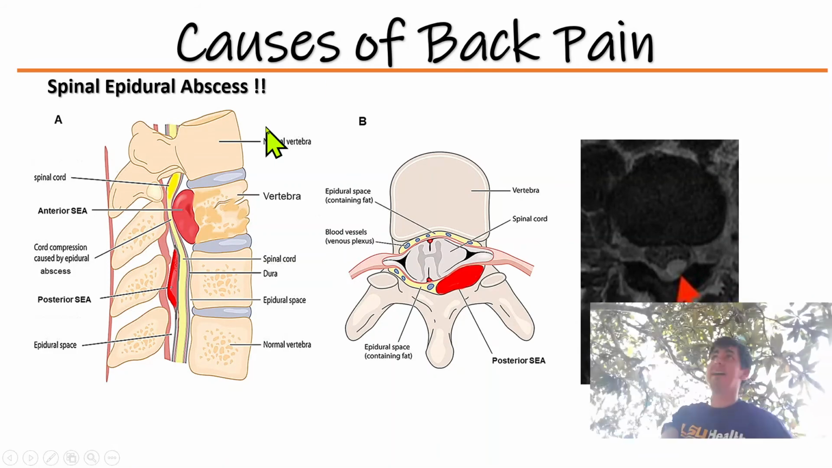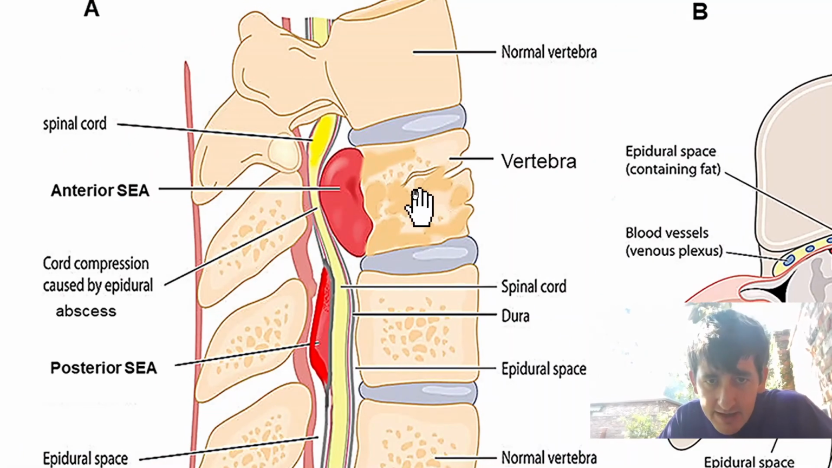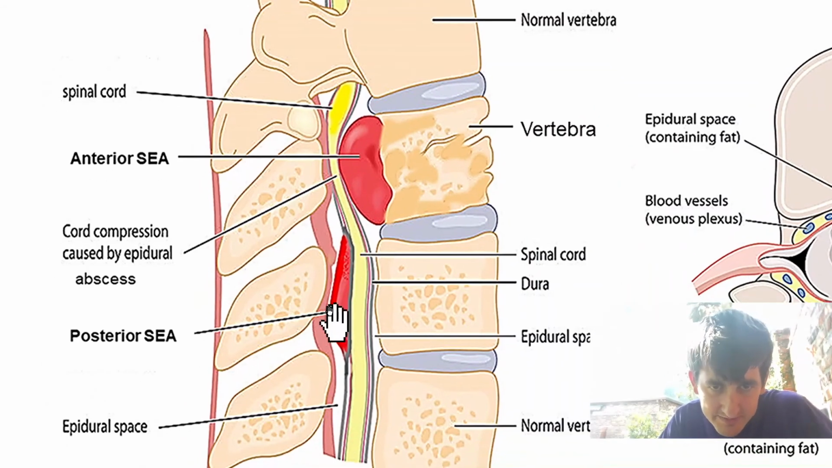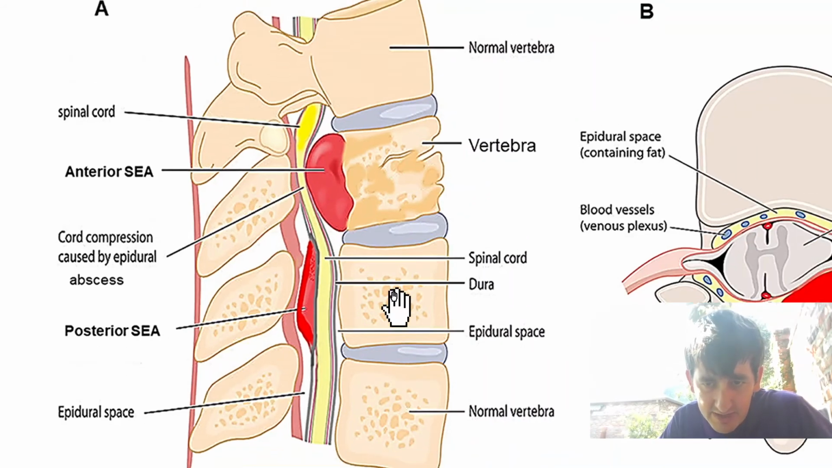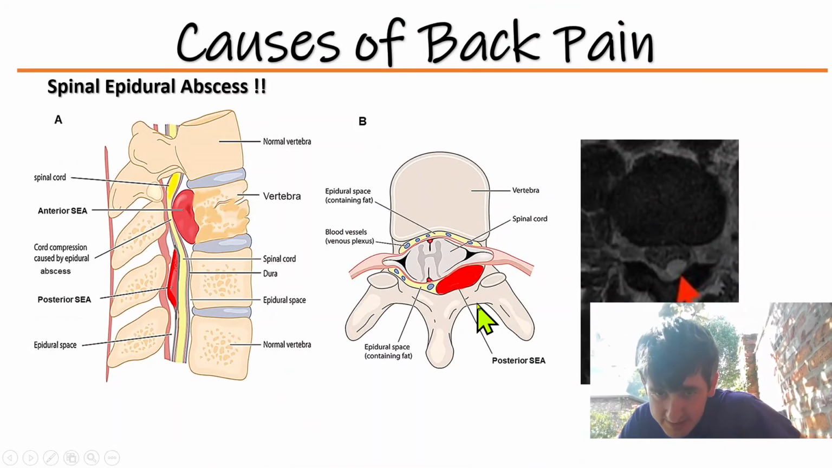So here's the anterior SEA. Okay, I think we're safe now. Anterior, and these can extend here. This looks like osteomyelitis, and they extended posteriorly. Now here's a posterior epidural abscess. So both of these can crush the spinal cord, and you can see it here. Now this is great, you have the axial. This is our sagittal and axial MRI.